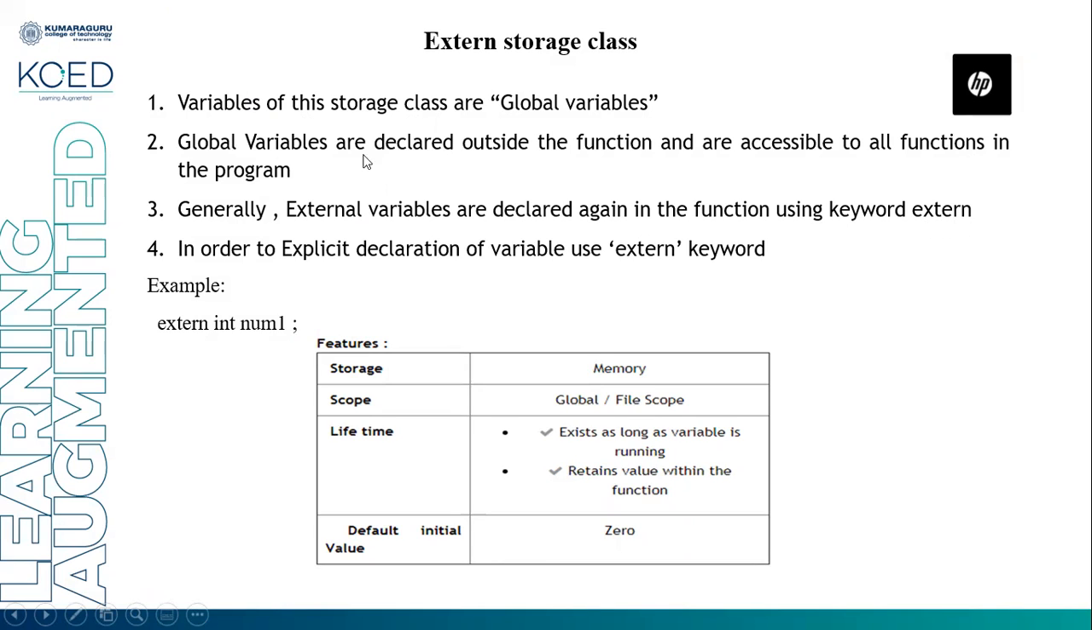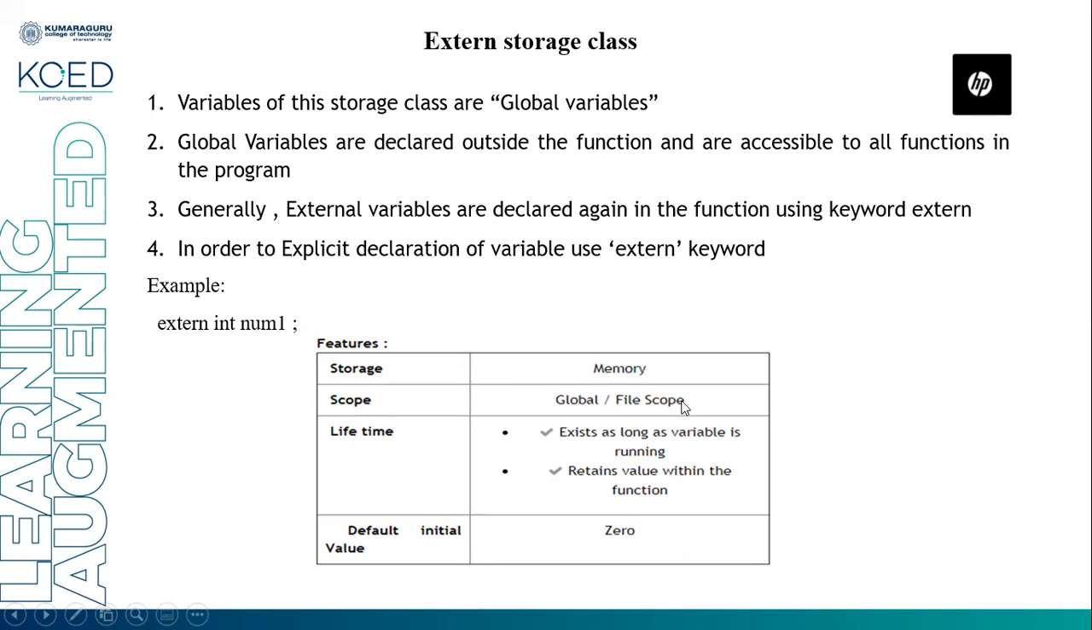For example, if you want to explicitly declare a variable which is declared generally at a global place, above all functions, and you want to mention it explicitly inside a particular block, you have to use the keyword extern. For an explicit declaration of the variable, use the extern keyword. The scope is global, and the storage is memory.